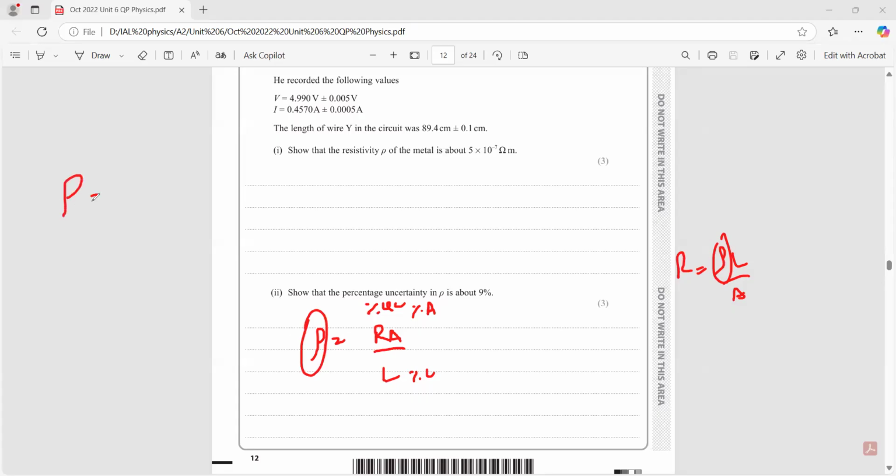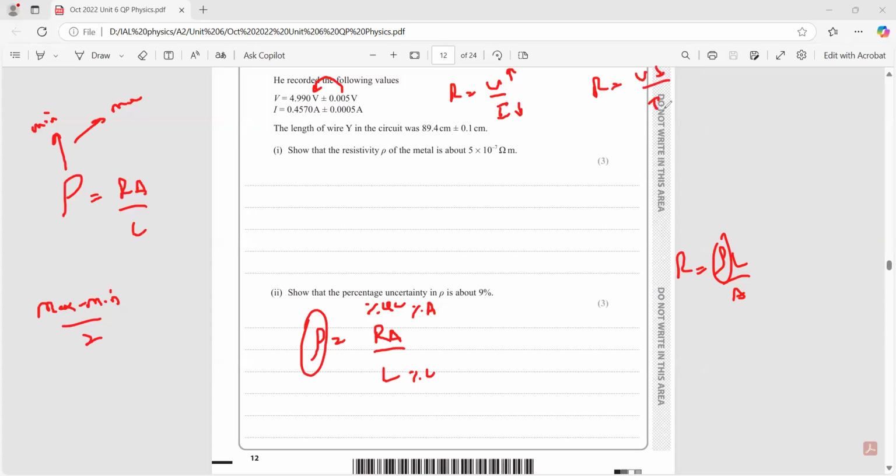Another method: I will find the minimum and the maximum value. For rho, I will find the minimum value of rho and the maximum value of rho, and I will do maximum minus minimum divided by 2. What will be the maximum value? The maximum value will be when R is greater. R is a ratio between voltage and current. The voltage value should be higher and the current value lower to get the maximum value of R. And the minimum value of R is when the voltage value is minimum and the current value is maximum. So this will be a max R, this will be a minimum R.